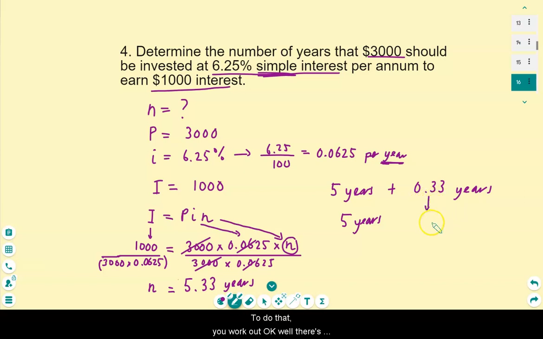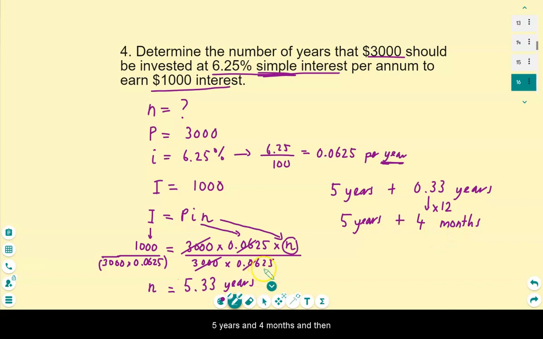Okay. So to do that, you work out, well, there's 12 months in a year. So I'm going to want to multiply by 12 because you want it to be a bigger number, right? Since there's a lot of months in a year, if that makes any sense. 0.33 times 12 gives 3.96. Let's say just about 4 months. Okay, so that's our answer. 5 years and 4 months.